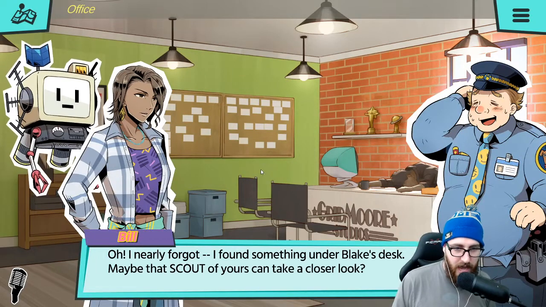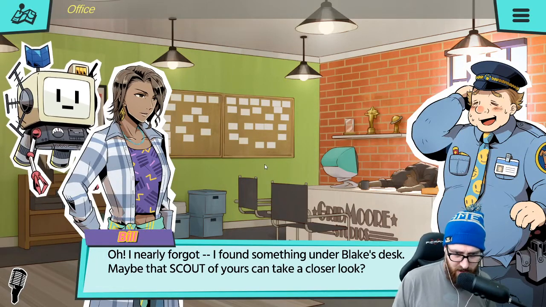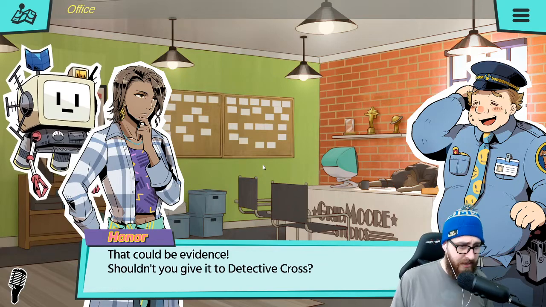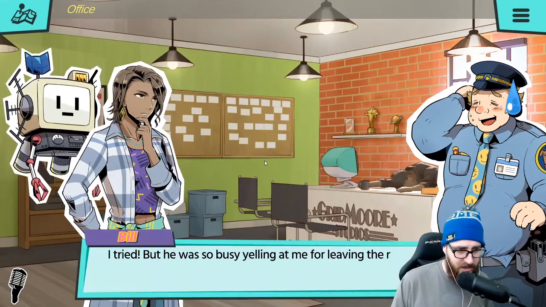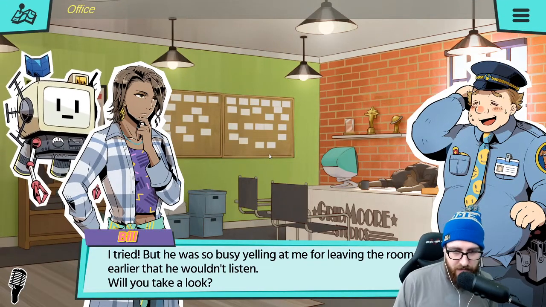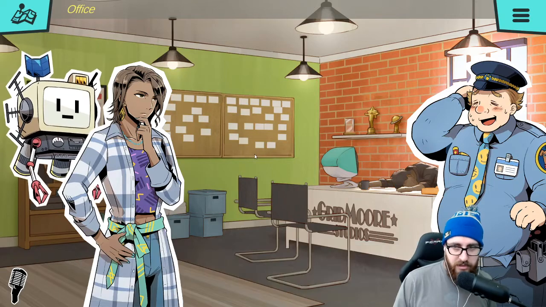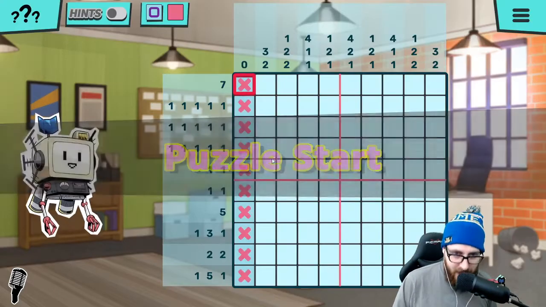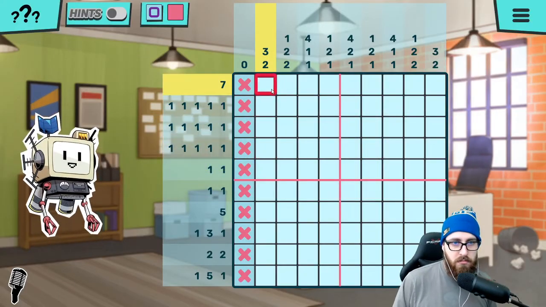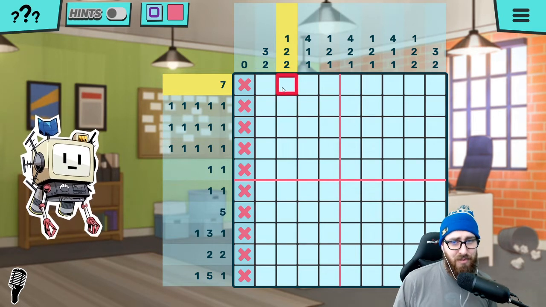I nearly forgot. I found something under Blake's desk. Maybe that scout of yours could take a closer look. That could be evidence. Should you give it to Detective Cross? I tried, but he was so busy yelling at me for leaving the room earlier that he wouldn't listen. Will you take a look? Yes. Yes. We will.